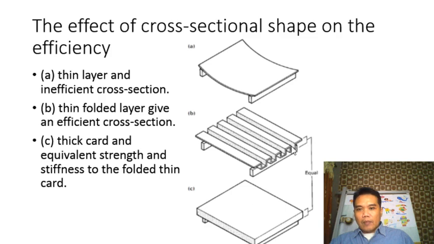So the advantage of using a folded layer is that this element will be very light, but this element will be very heavy. So that's why folded plates for the floor, for example, are more efficient if we are using this kind of folded plates.